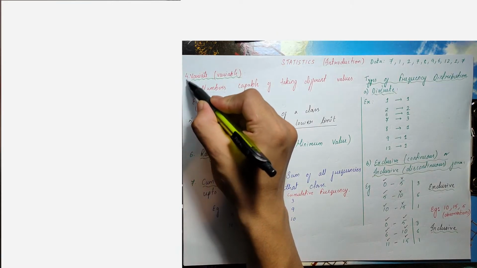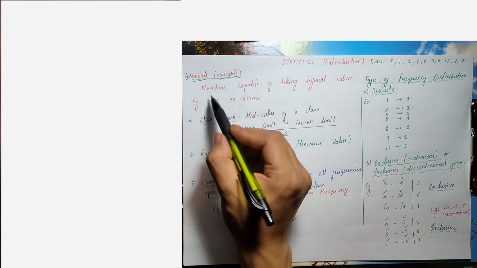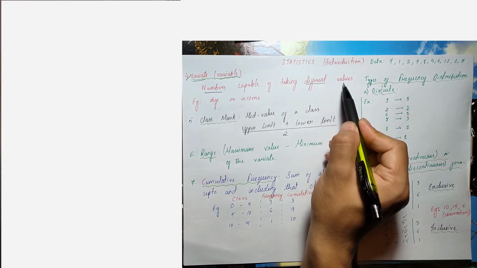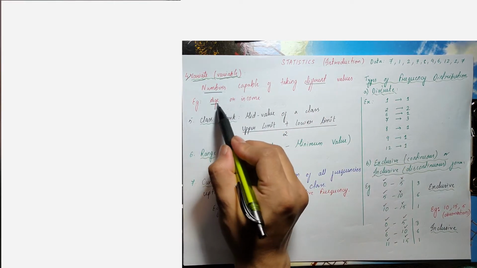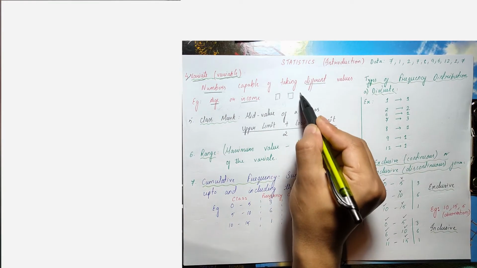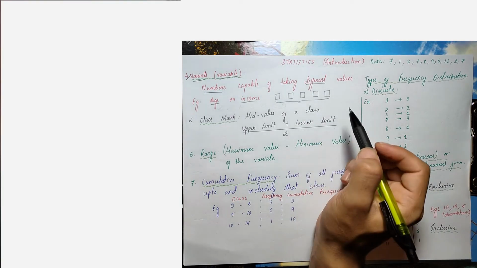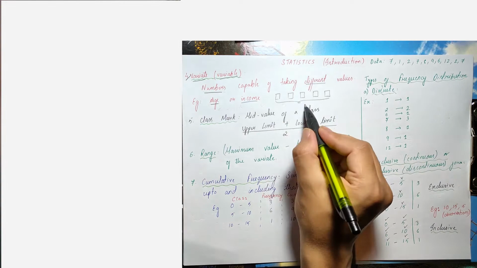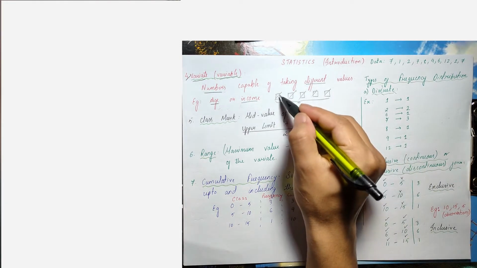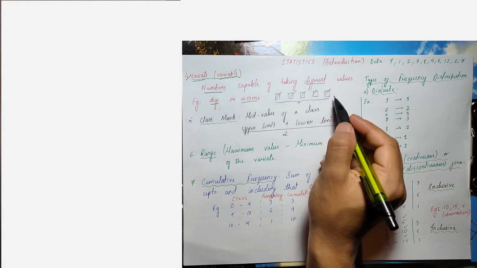Let us now discuss the fourth term, that is variate, or commonly known as variable. Here, these are the numbers capable of taking different values. For example, age or income. Now, let's say that you have 10 people whose data is to be collected. Now, it is very common that these 10 people may not have the same age or may not have the same income.